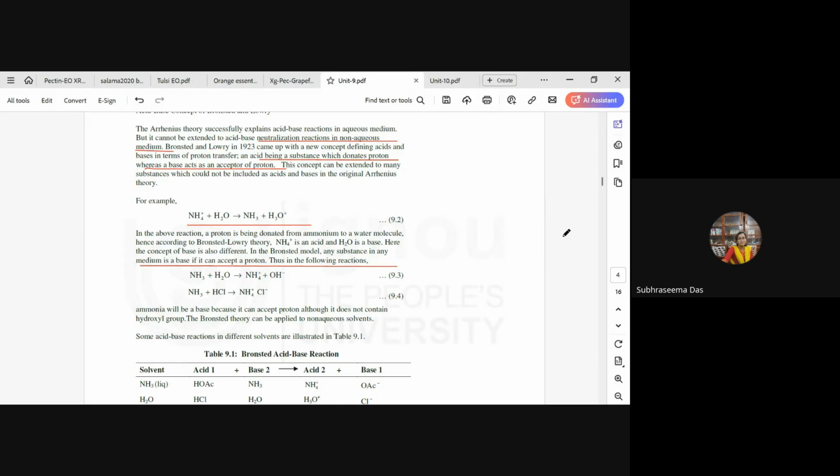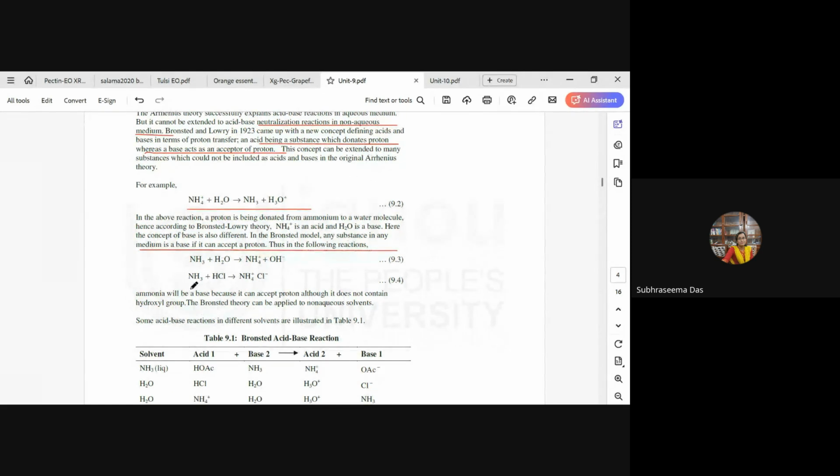Here we will consider two equations, that is equation 9.3 and equation 9.4. When we look into equation 9.3, here ammonia accepts a proton to become ammonium ion. So, here ammonia is a base. In both these cases, ammonia accepts a proton, that is NH3 plus H plus, forming NH4 plus. So here it can accept a proton, although it doesn't contain any hydroxyl group.